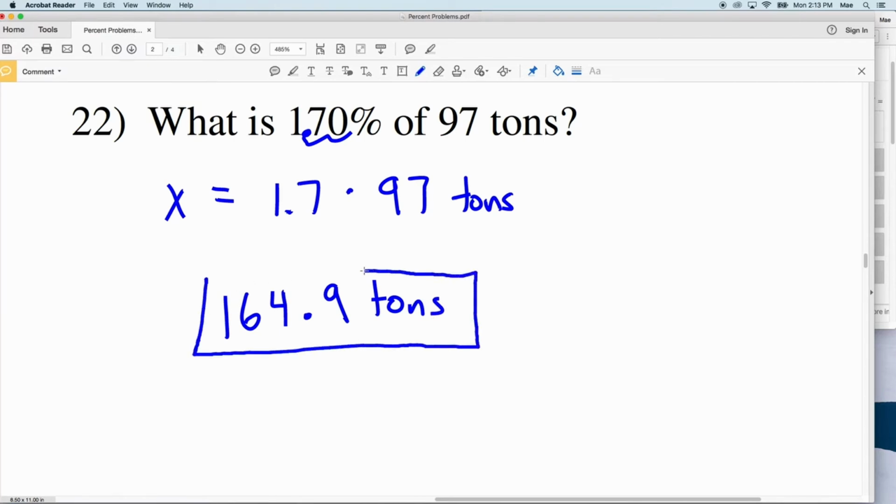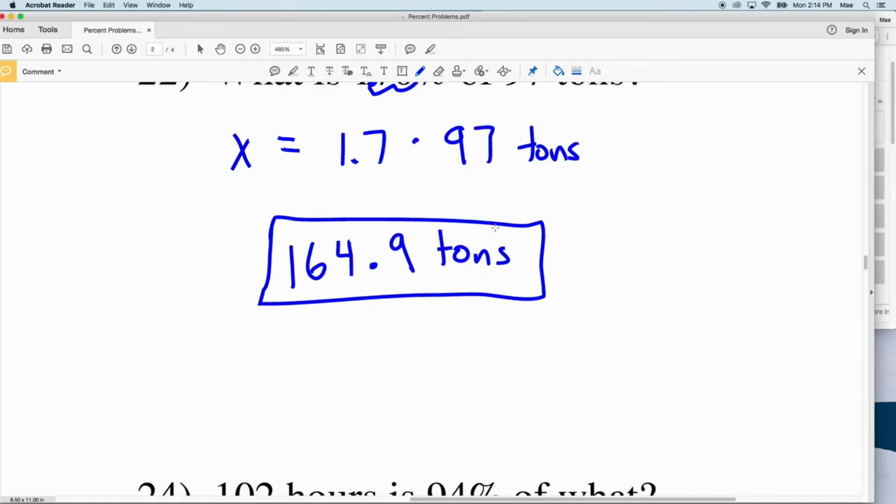And notice that since the percentage was greater than 100%, the decimal was greater than 1, and when we multiplied by 97, our answer was greater than that 97. If this percentage had been less than 100%, our number would have been less than 97.